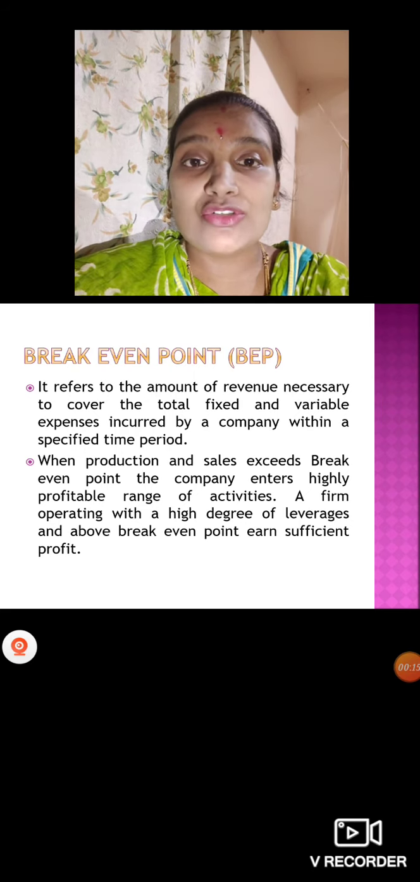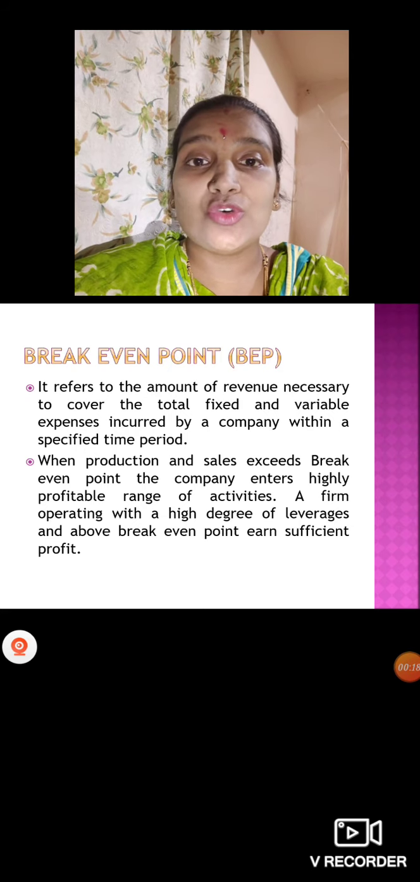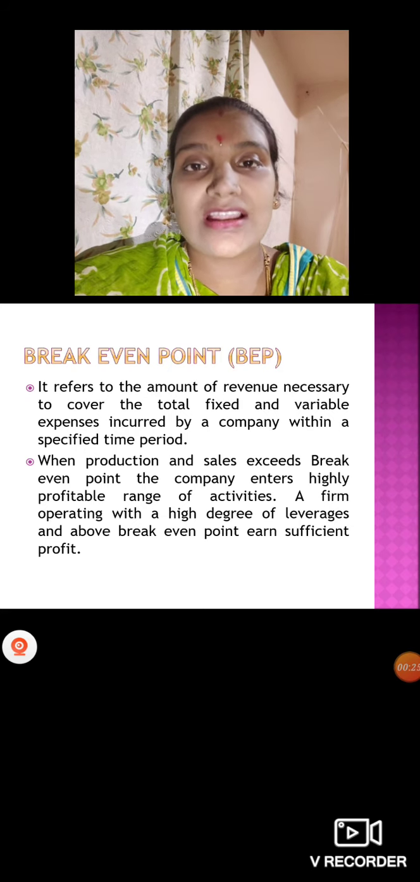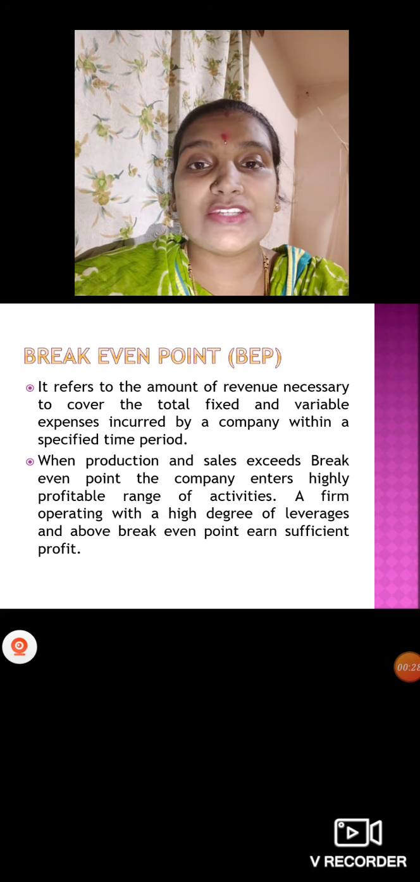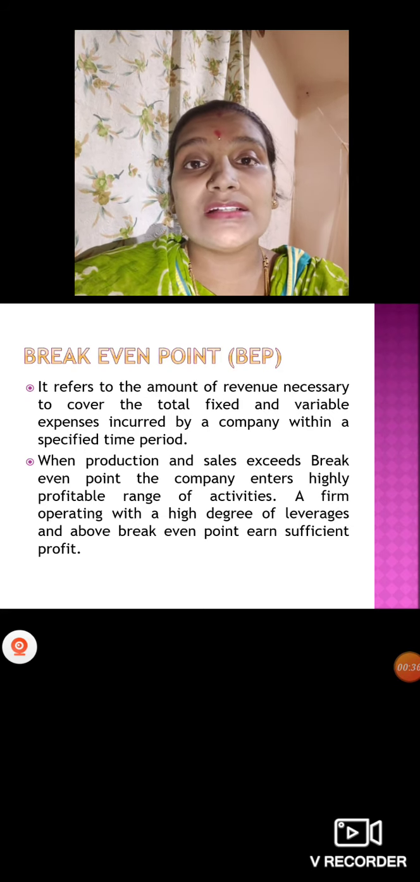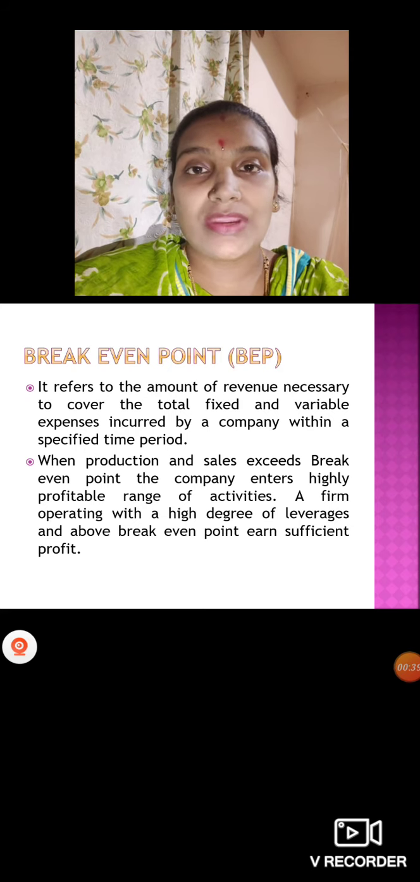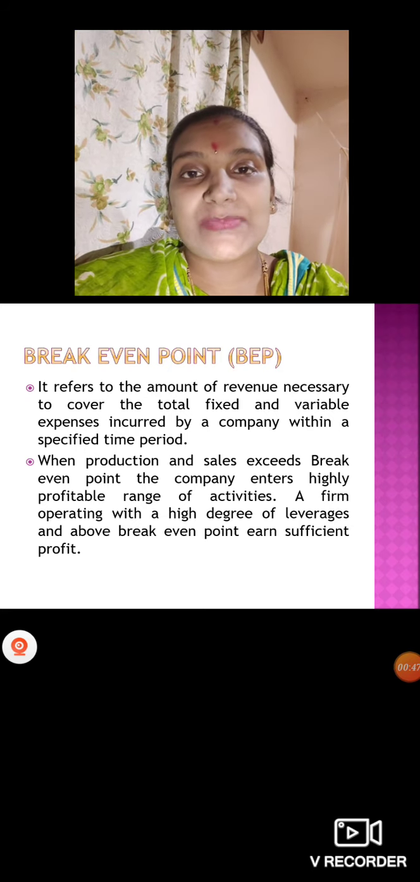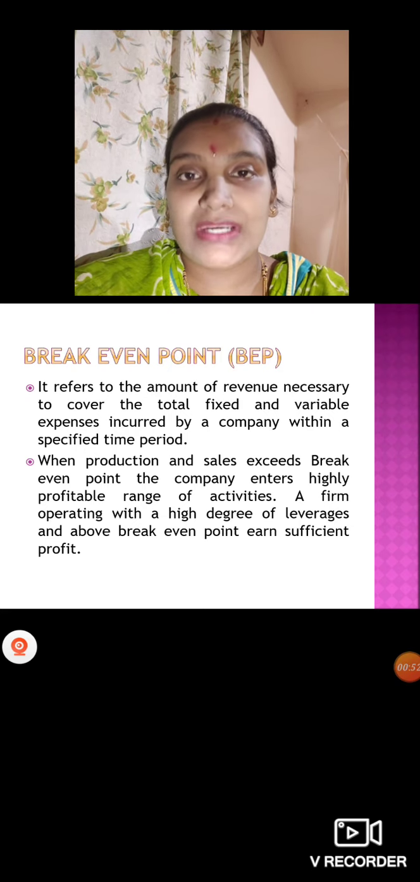It refers to the amount of revenue necessary to cover the total fixed and variable expenses incurred by the company within a specified time period. It is the amount of revenue which is necessary to cover the total fixed as well as variable expenses incurred in a particular period, or in a particular year.